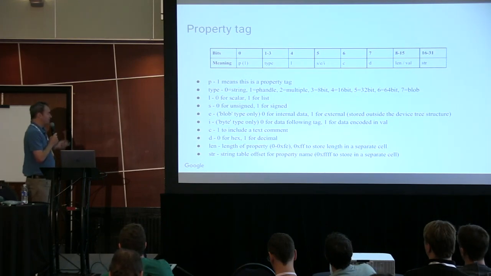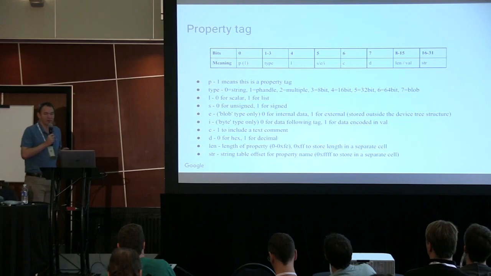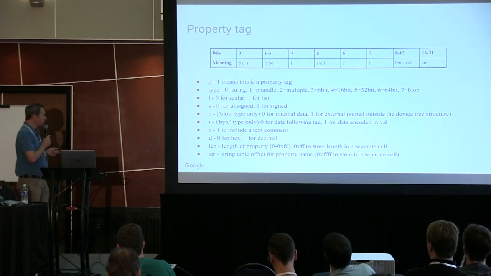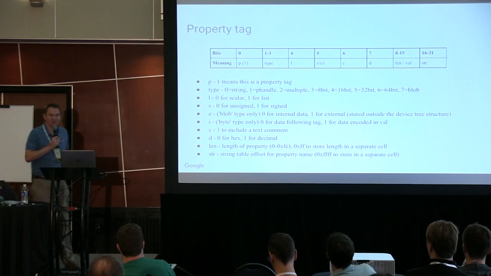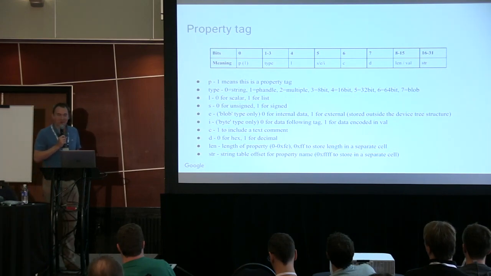This is just some ideas. This is the bit that tells you whether it's a property or not. And then we've got a type here. We've got scalars and lists, so we can tell whether it's a list or not. Signed, unsigned, the external business. We can encode a single byte in the same thing. If it's a single byte, it seems to save a little bit of space. Some of these are more useful than others.